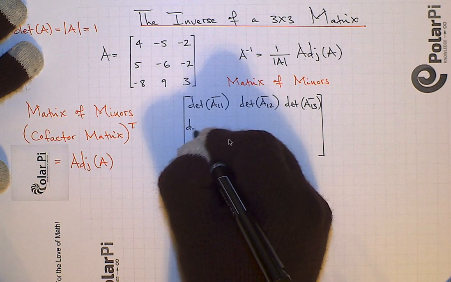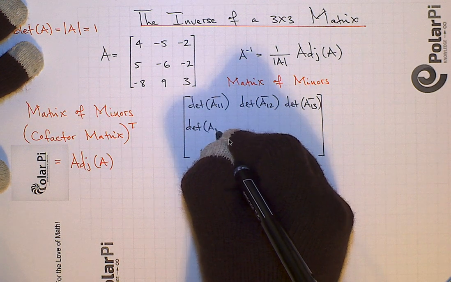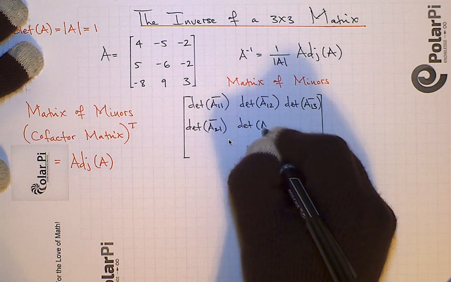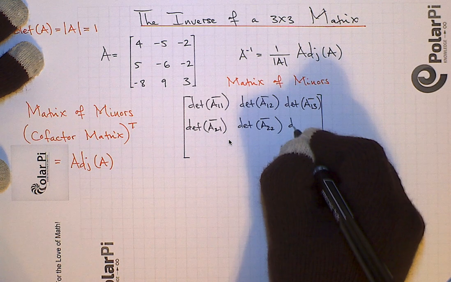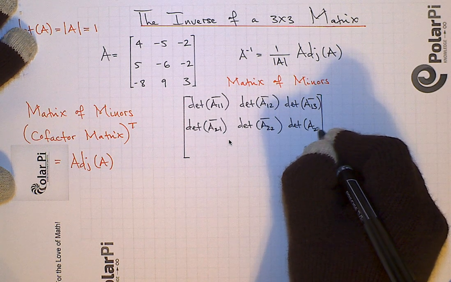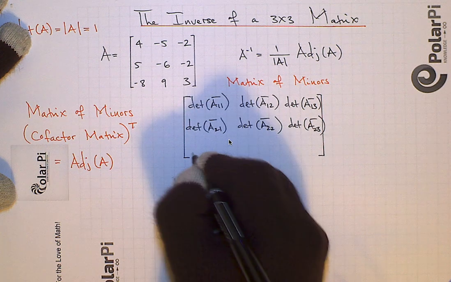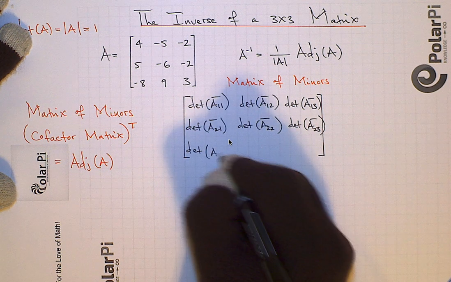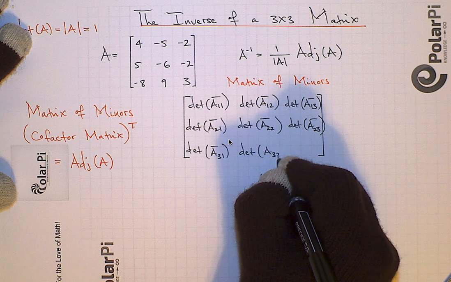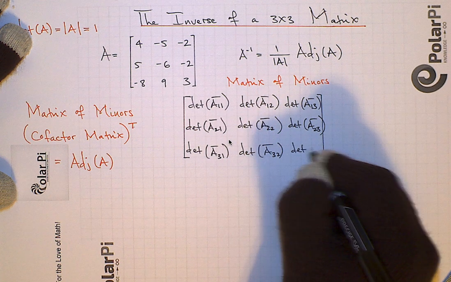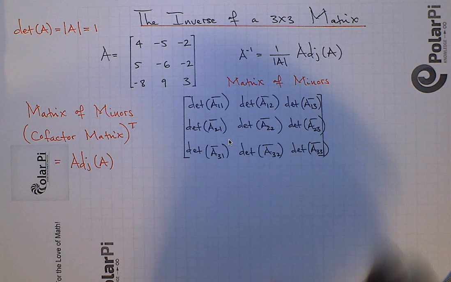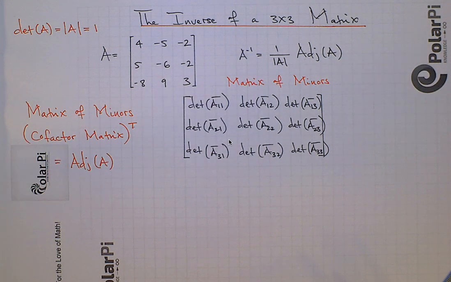And so here is going to be the determinant of A21 bar, and then the determinant of A22 bar, and then, second row, third column, A23 bar. Then the determinant of A31 bar, the determinant of A32 bar, and then the determinant of A33 bar. Okay, so you use analogous approaches for 4x4s and so on.